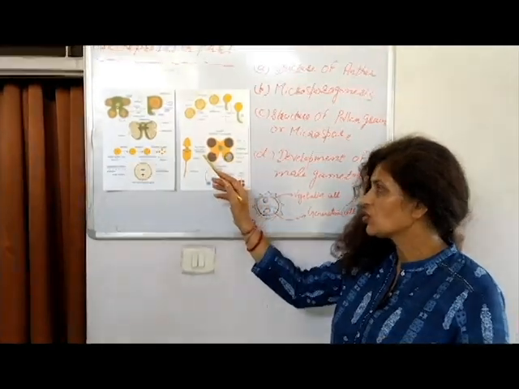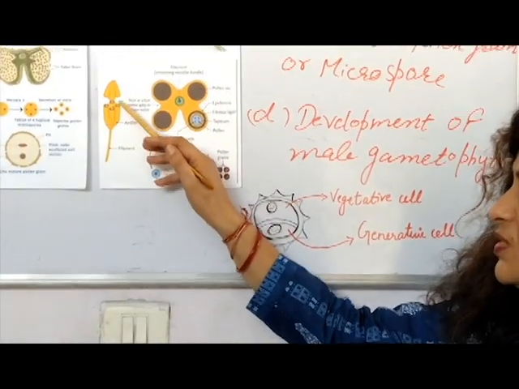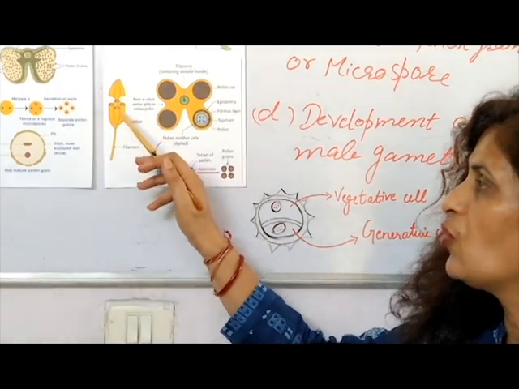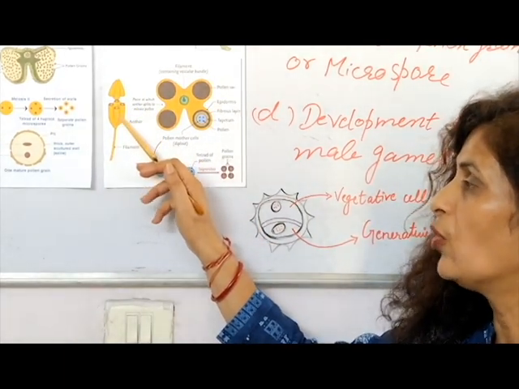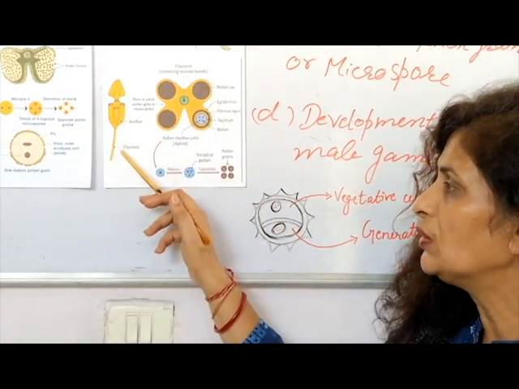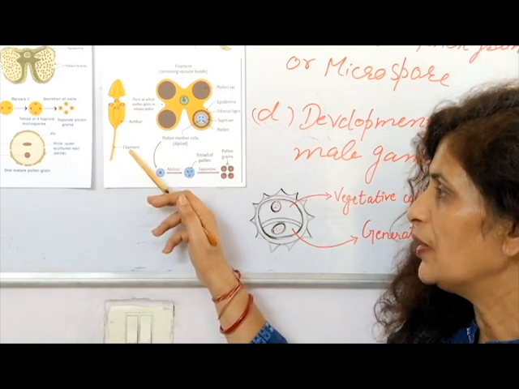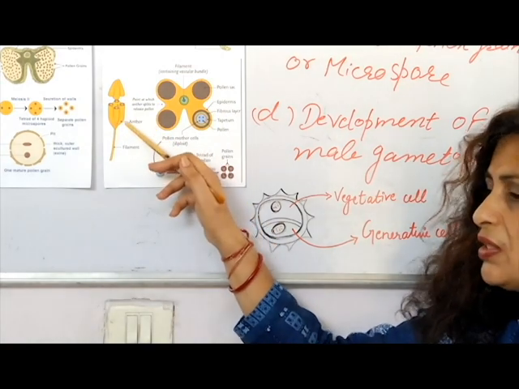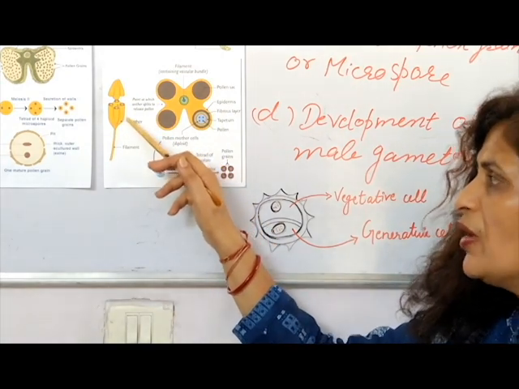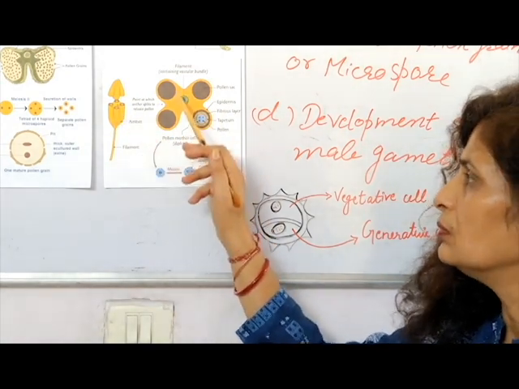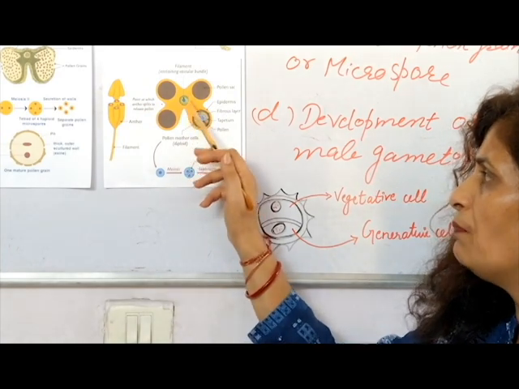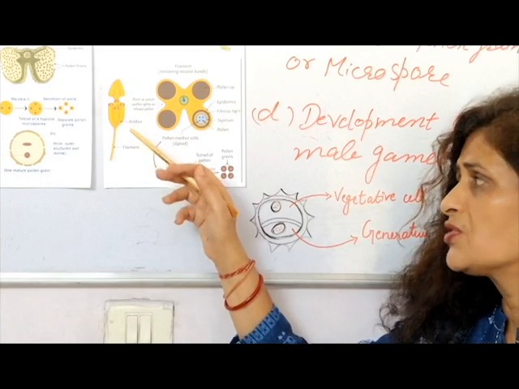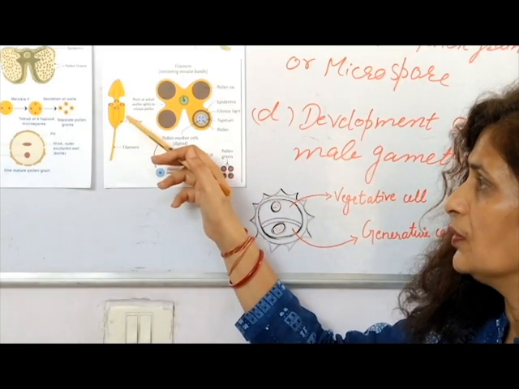You can see the structure of stamen. This is the male reproductive part of the flower. Each stamen consists of anther, the upper broad fertile part, and the lower part, filament. Filament gives support to anther. Anther may be bithecous or monothecous. When anther has two lobes, this and this, they are called bithecous anther. Sometimes plants have monothecous anther.